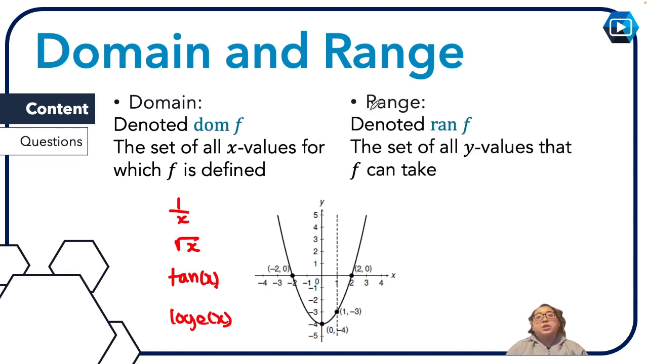And then we have our range, which is denoted by ran f, or ran of whatever the function is. It's the set of all the y values that f can take, or all the values that the dependent variable can take. For this one, if we have a look, you can see there will be no potential y values below -4. So your range here is going to be -4 to infinity, and we're going to include the -4, putting a square bracket there, because the -4 is included as part of the graph as its turning point.